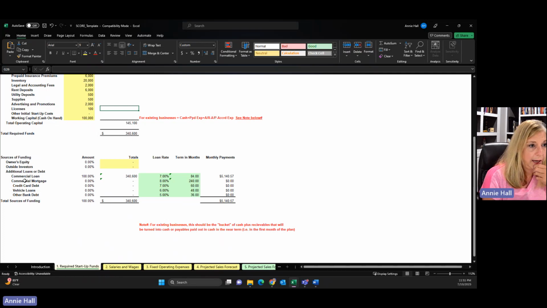And we could get a mortgage, we could use our credit cards, we could get a vehicle loan, we could use other bank debt. So right now, it put this number in, it said, okay, you're going to go get a commercial loan for all $340,000. But if you've been reading your chapter, you know that it's very difficult for a startup business to get a new loan, get a loan at all. Investors want to see that your business is growing. Bankers will want you to put up a lot of your own money first. And so that's really not very reasonable.